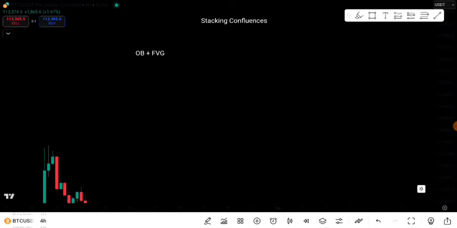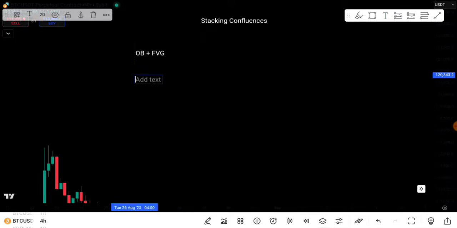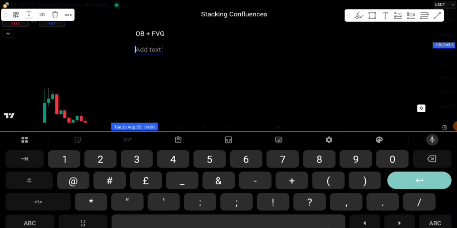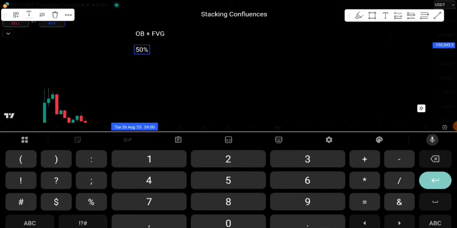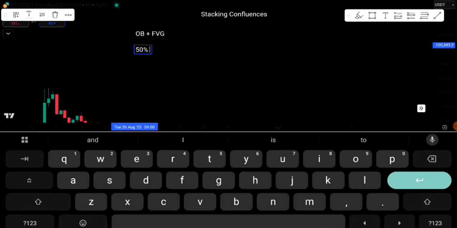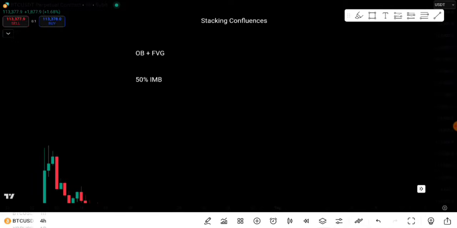And we can also trade from 50% of imbalances, 50% of IMB. That's a confluence. So you see a market moving from external liquidity coming back to a higher time frame, say a 4 hour imbalance. The structure is correct. You can also use that.